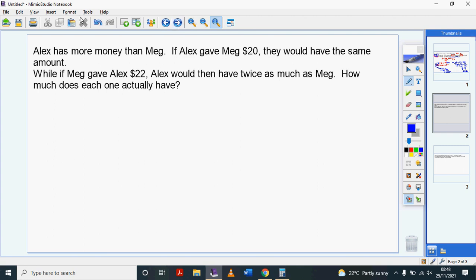Let's see. If Alex has more money than Meg, and Alex gives Meg $20, they would each have the same amount. Let's call the money that Alex has X. Let's call the money that Meg has Y, right? So it says Alex has more than Meg, and if Alex gives Meg $20, so if Alex loses $20, then they have the same amount. So if Alex loses $20, the money she has is equal to the money that Meg has, right? I hope you guys can see this clearly.